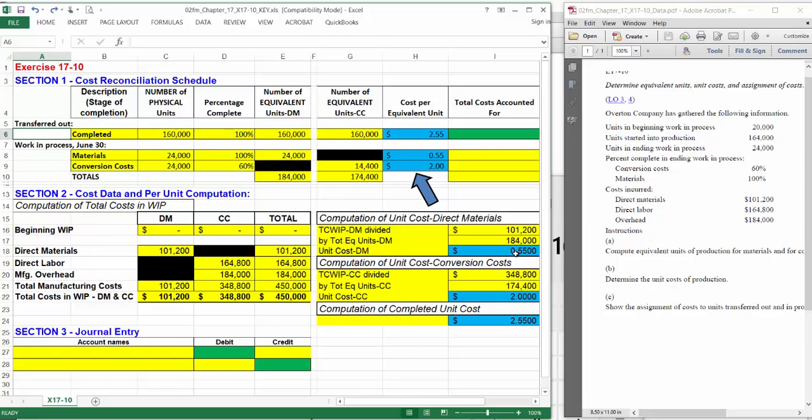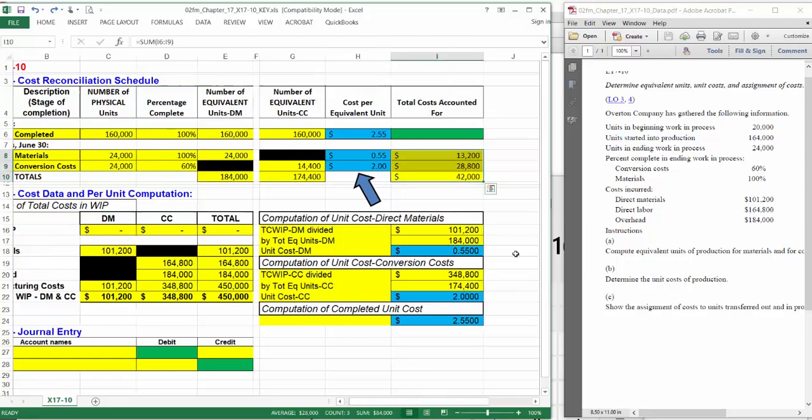So now I have enough information to carry across dollars combined with units. My ending work in process, complete as to material, the value of that is 13,200. My ending work in process, level of completeness as to conversion cost, the value of that is 28,800. And for my completed units, 160,000 of them at $2.55 each, 408,000. Notice that my total here of 450,000 is exactly the same as my total cost in work in process for both direct materials and conversion costs.